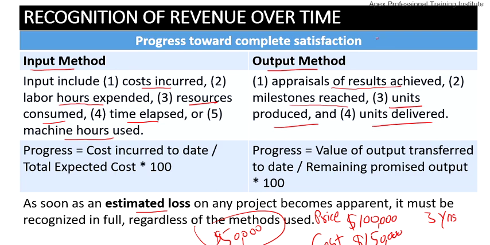You will not use the methods to do the allocation of the loss. In case of loss, there is no concept of loss recognition over a period of time or at a moment in time. No, that will always be for revenue recognition over a time period or at a moment in time. So whenever a loss is there, you have to recognize the full loss immediately.